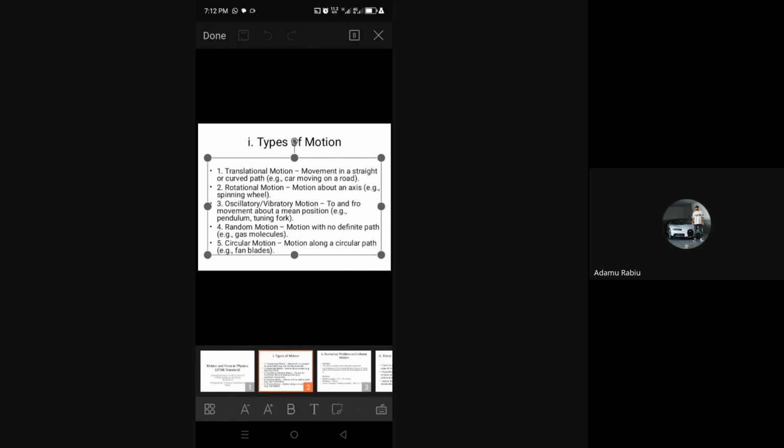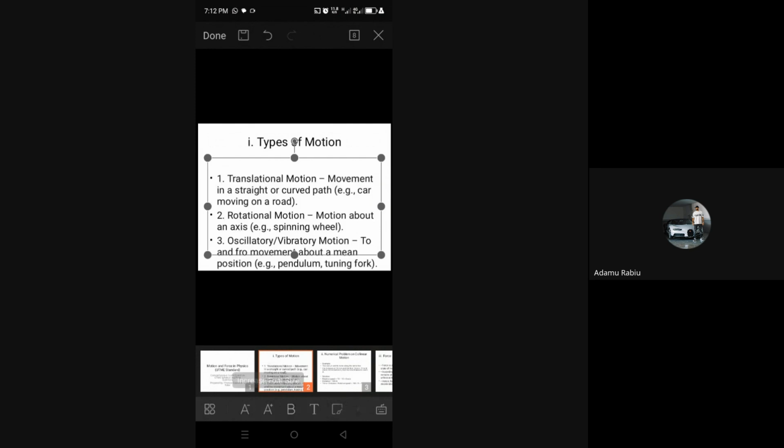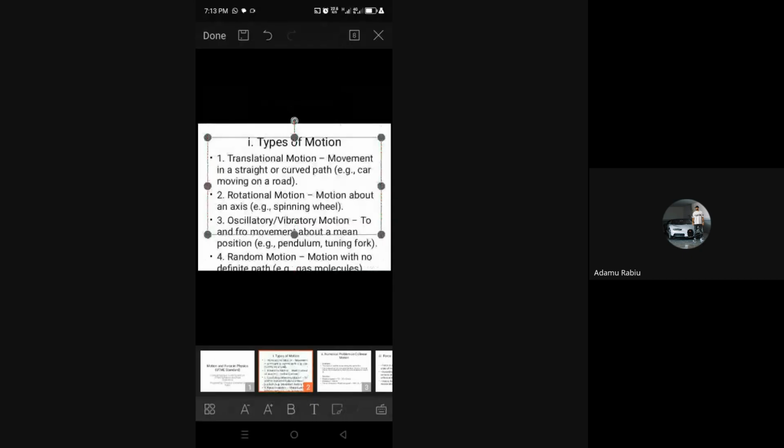Then you have rotational motion. From the name rotation, that's when an object moves about an axis. When an object moves about an axis, that is rotational. E.g., a spinning wheel, or a spinning fan, a ceiling fan that is working, is carrying out a rotational motion. Oscillatory or vibratory motion, that's a to and fro movement about a mean position.